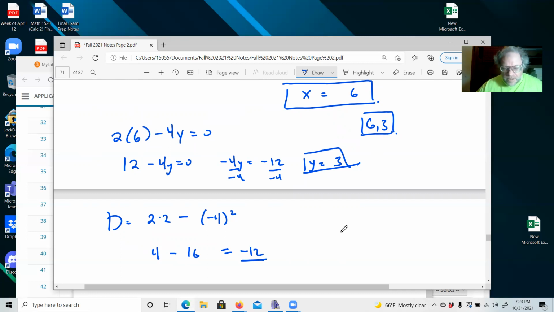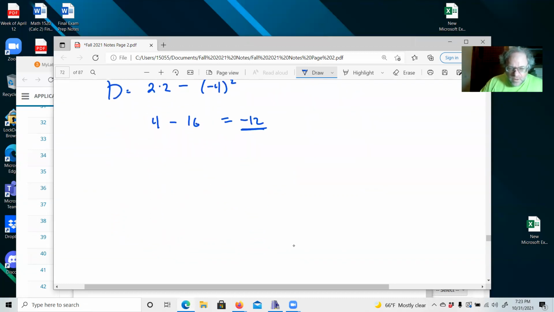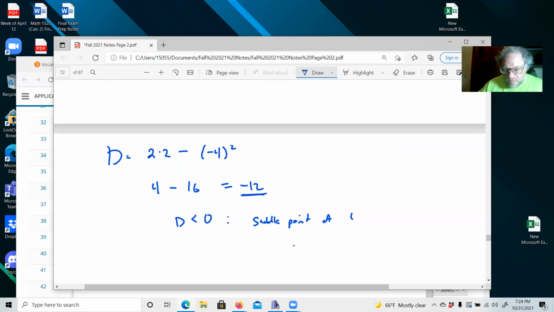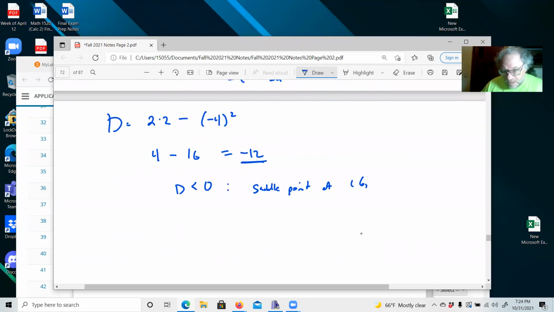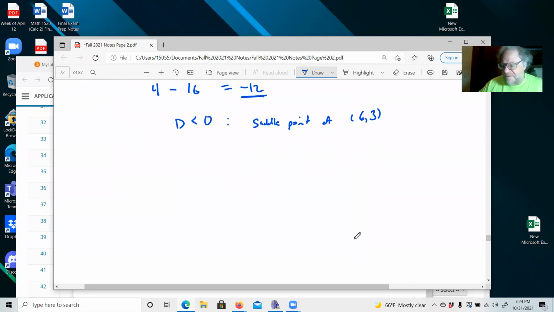Did I really not write this down after I did it? All right. I believe when D is less than 0, we have a saddle point at the point, right? Which point did we come up with? (6, 3). And that means there's both a min and a max. It's a min in one direction and a max in another direction.